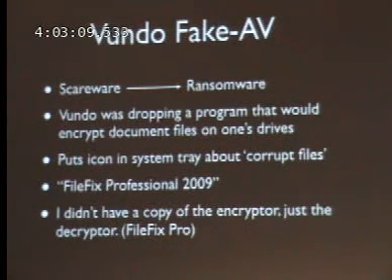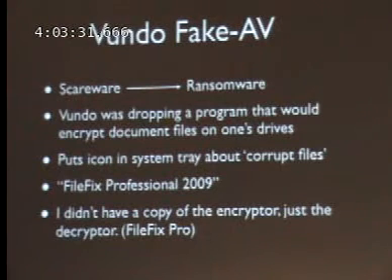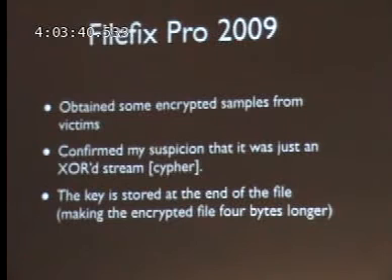So earlier this year, it started dropping a program that would encrypt all your document files, and then it would pop up a little message box from the system tray saying, oh my God, Windows has just detected file corruption, and click here to fix it. It all looked like an official Windows system dialog box. Anyway, I didn't actually have a copy of the malware that was doing the encryption at the time of this analysis, but I did get a copy of the decryptor, which is all I needed.